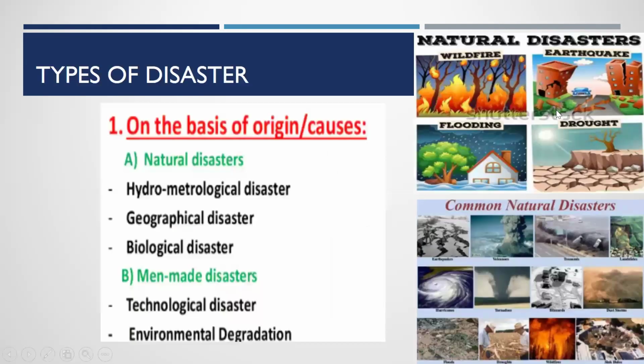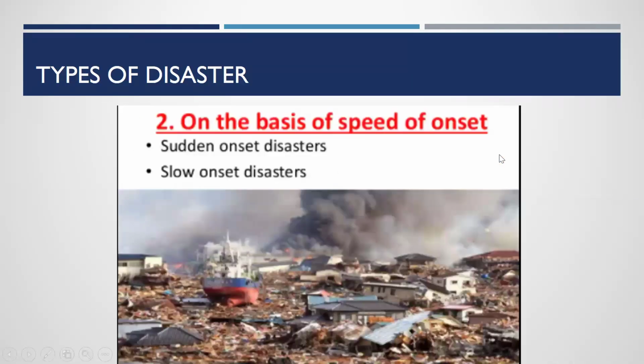Types of disaster on the basis of origin and causes. Disasters can be classified into natural disasters and man-made disasters. Natural disasters include hydrometeorological disasters, geographical disasters, and biological disasters. Man-made disasters include technological disasters and environmental degradation. On the basis of speed of onset, there are sudden onset disasters and slow onset disasters.